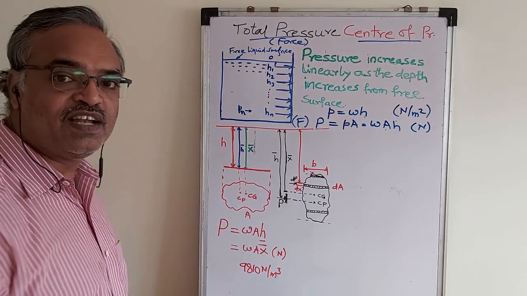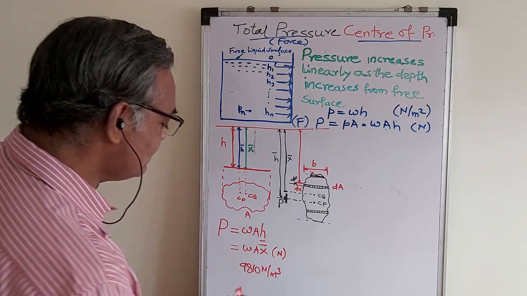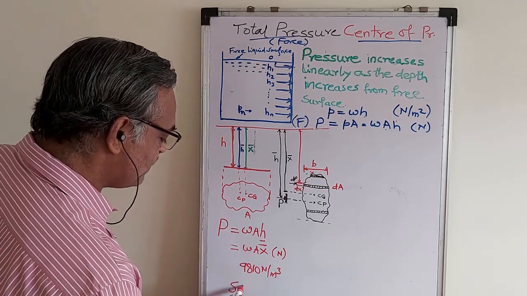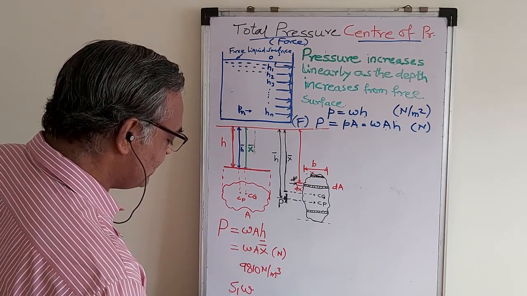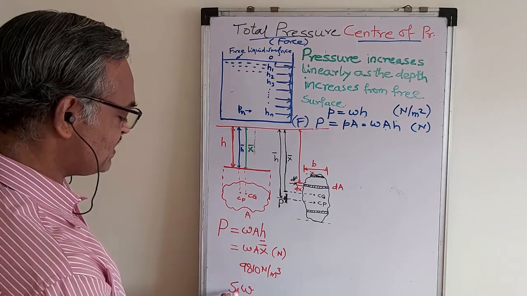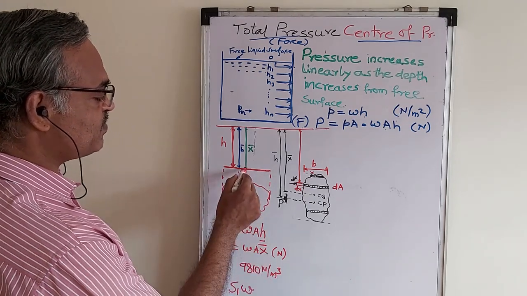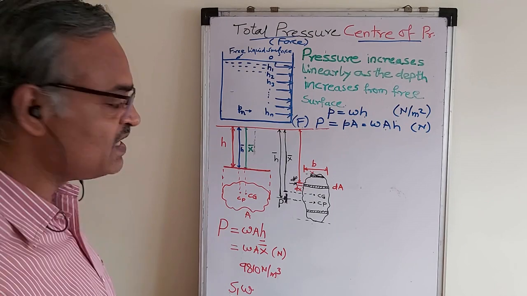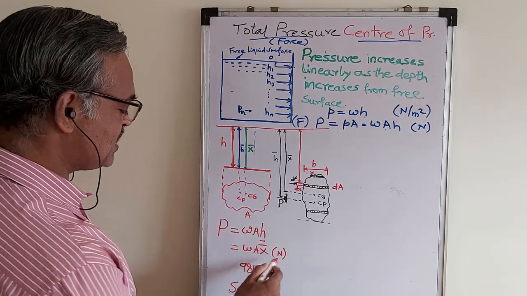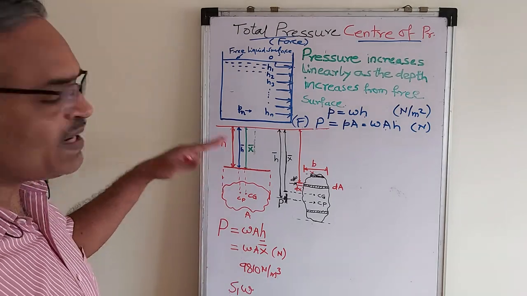If it is any liquid other than water, and we know the specific gravity of that liquid, say it is S1, then we will have to write S1 into W, because then S1 into W will become the specific weight of that liquid. So then S1 into W into area of that body into distance of its CG from the free surface, which in this particular case is h. So W A x bar is the formula for total pressure. We will come to h bar afterwards.